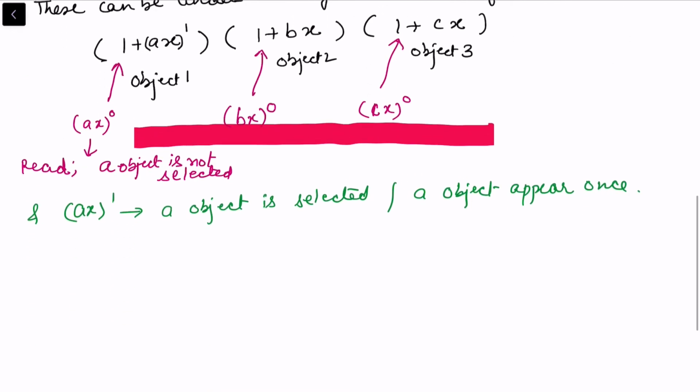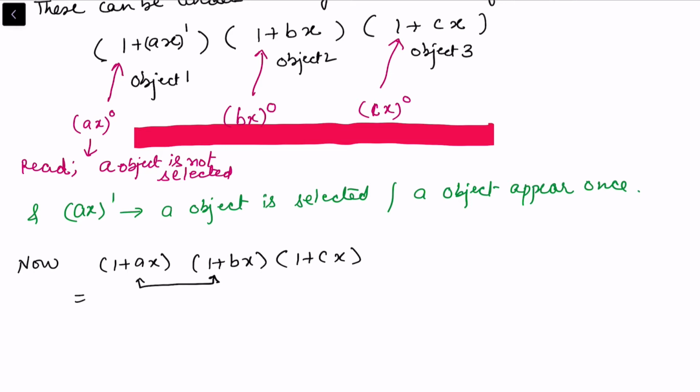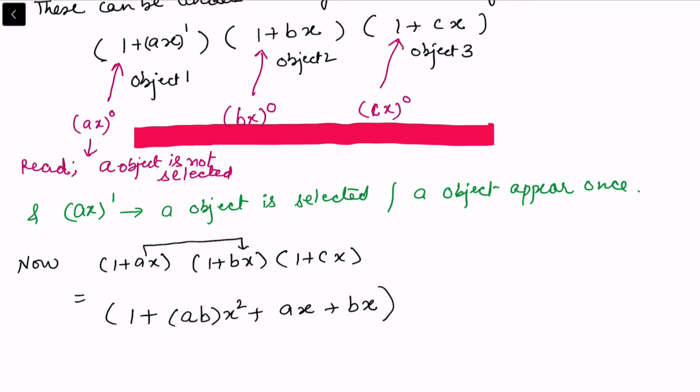Now if I simply multiply this generating function, what will I have? We will have 1 plus ax, 1 plus bx, and then 1 plus cx. Let's first multiply the first 2 terms together and then multiply the next one. So this will be 1 plus, when I multiply a with this one, I will have ab into x square. When I multiply ax by this one, this is ax and bx. So these are the 4 terms. You can multiply in any order, it doesn't matter.